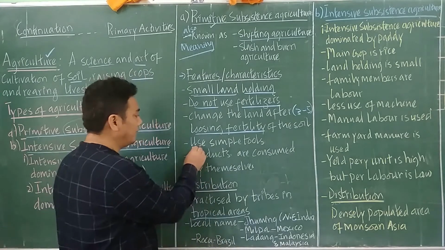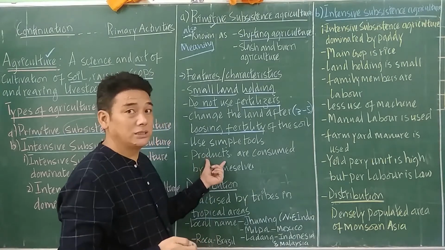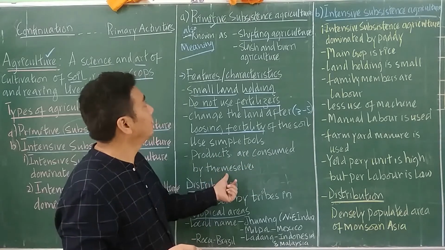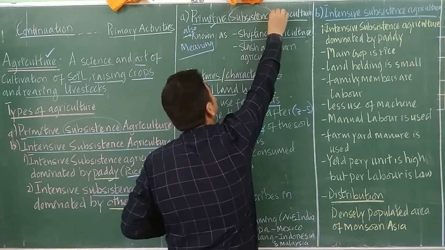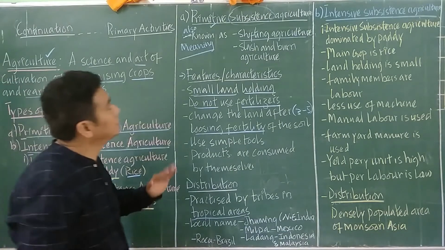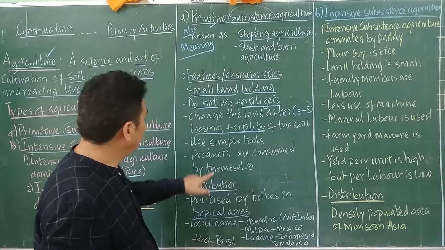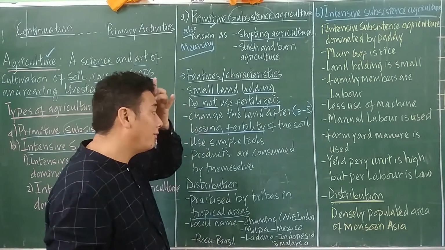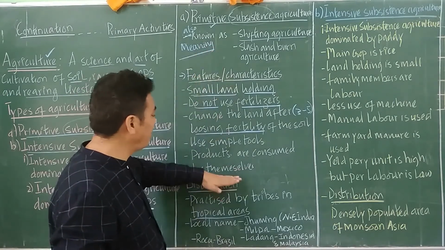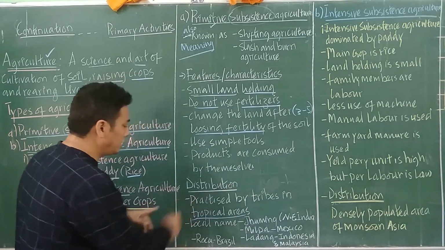That is important. And then they use simple tools. They are using simple tools, and now this is important: the products are consumed by themselves. That's why it is known as subsistence. Subsistence means the production is consumed by the producers themselves. So these are some of the features or characteristics of primitive subsistence farming. And then the family members are the labor.